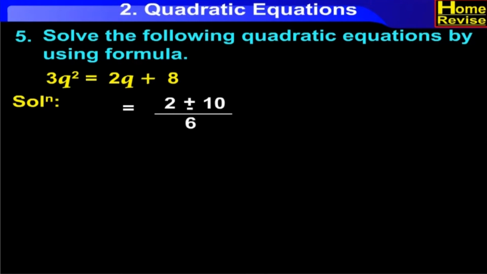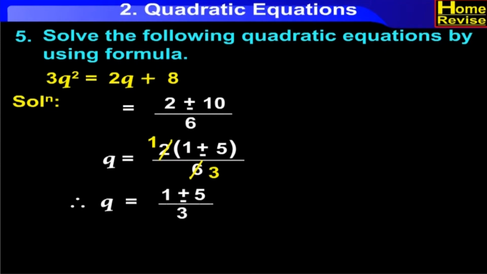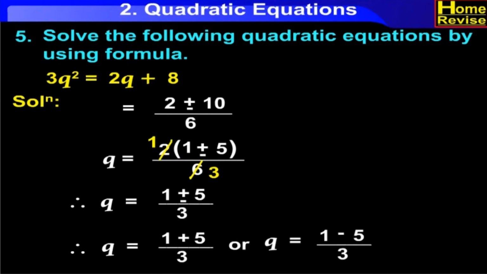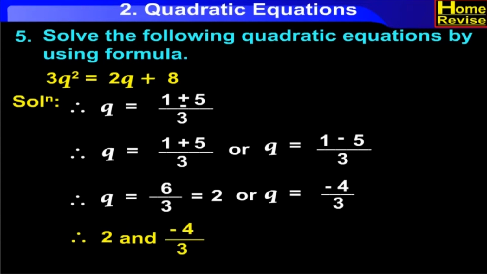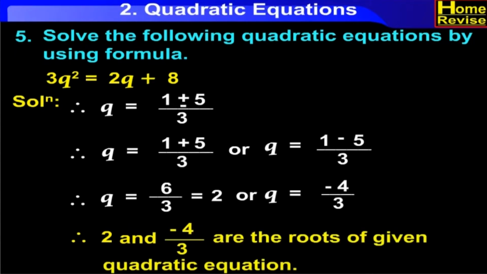Taking 2 common, we have q = 2(1 ± 5) / 6. 2 ones are 2, 2 threes are 6. Therefore, q = (1 ± 5) / 3. Therefore, q = (1 + 5) / 3 or q = (1 - 5) / 3. Therefore, q = 6/3, which is equal to 2, or q = -4/3. Therefore, 2 and -4/3 are the roots of the given quadratic equation.